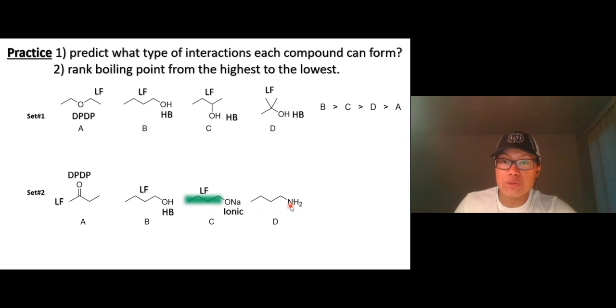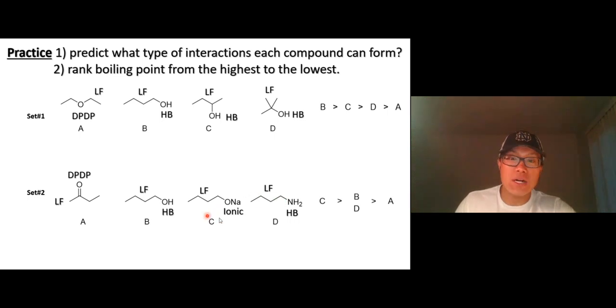And D, so we have nitrogen and NH2. This is another type of hydrogen bond donor. If you still remember, F, O, and N can form hydrogen bonds as long as they have a hydrogen on it, right? So there's a hydrogen bond donor, NH2, and we have four carbons there. That's London forces. All right, how do you rank this?